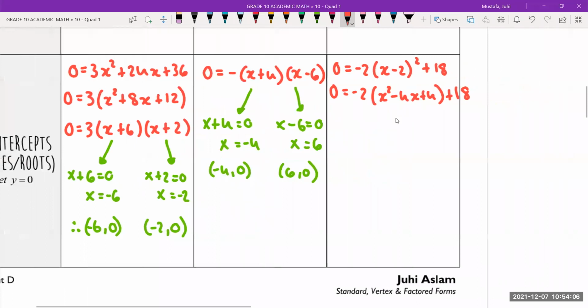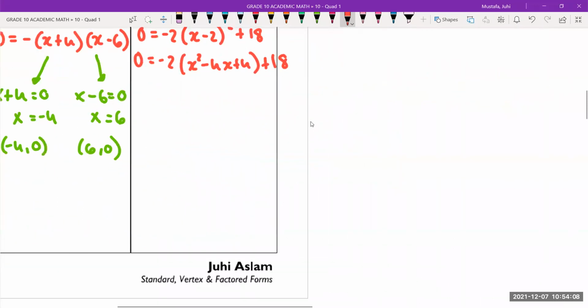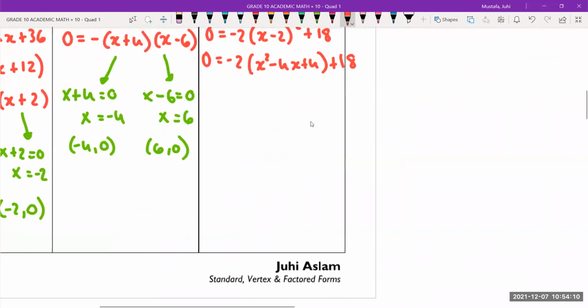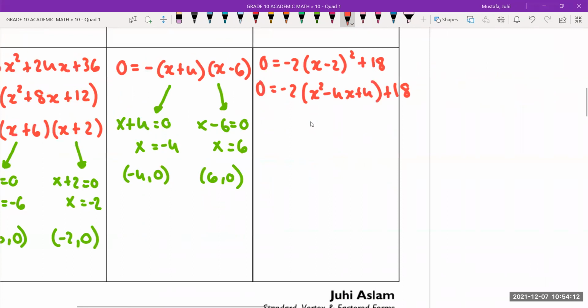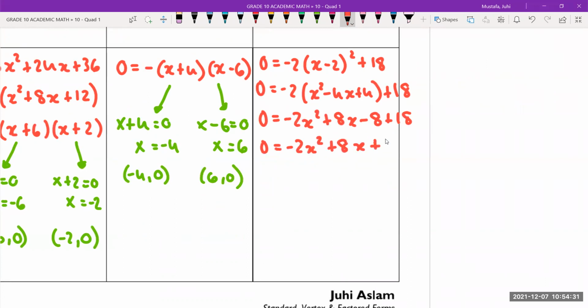Okay, so it died. I went ahead and I FOILed it. So I got this, negative 4x plus 4 plus 18. I'm going to keep going and I'm going to distribute the negative 2. So it's going to be negative 2x squared plus 8x minus 8 plus 18. And it's going to be 0 is equal to negative 2x squared plus 8x plus 10. And I'll pause here so you guys can catch up.